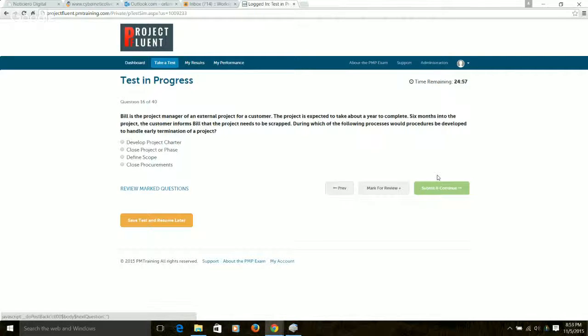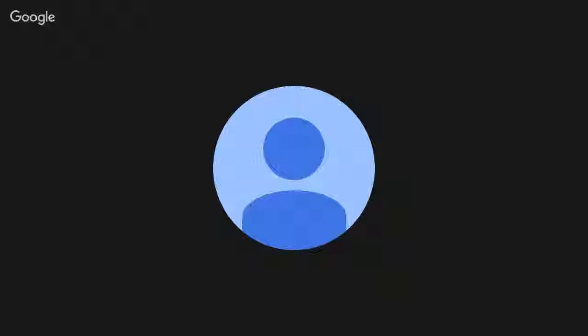Option A, develop project charter. Option B, close project or phase. Option C, define scope. And option D is close procurements. B.